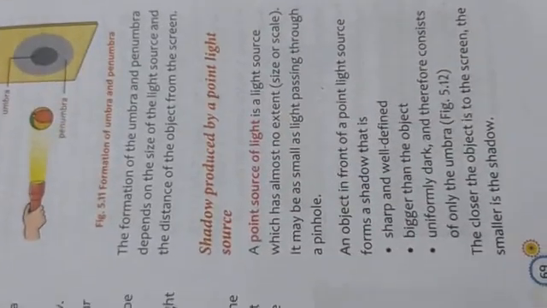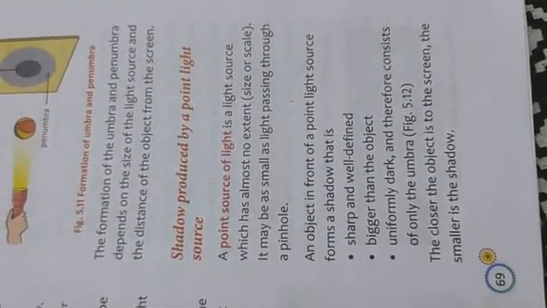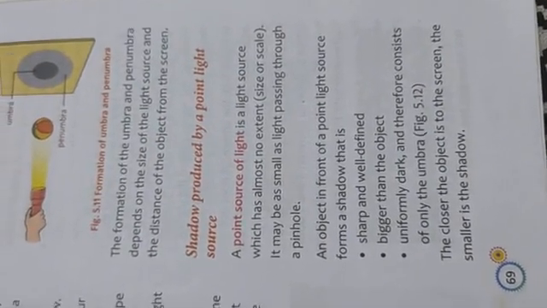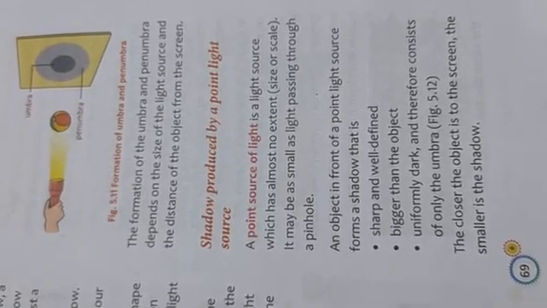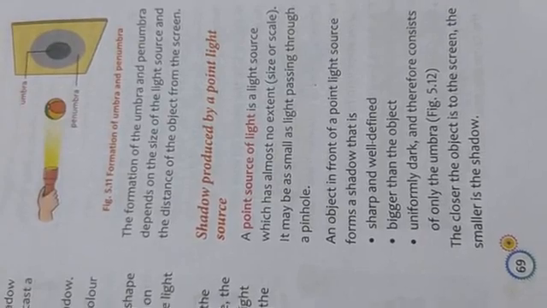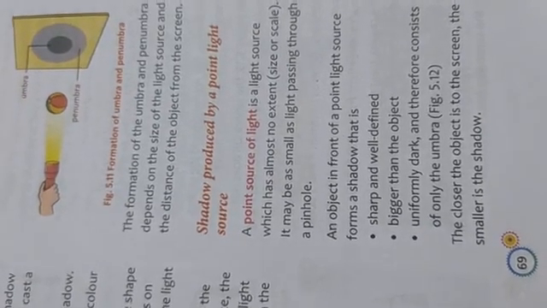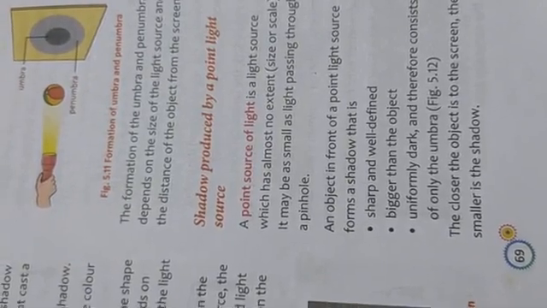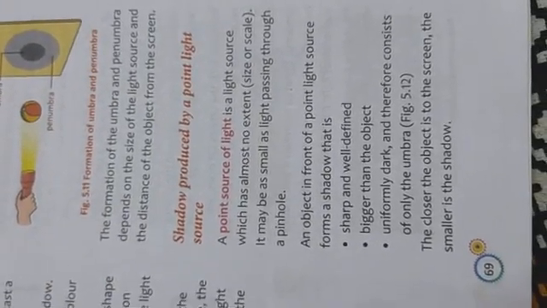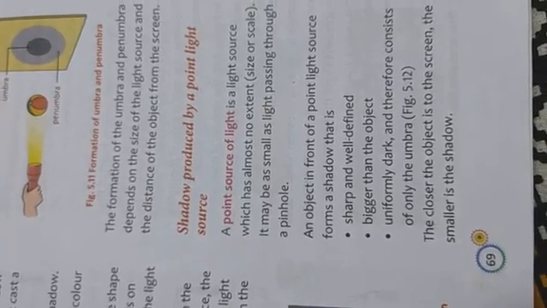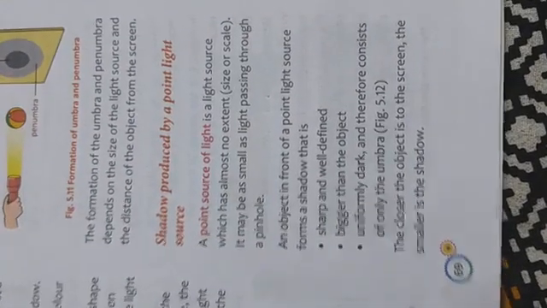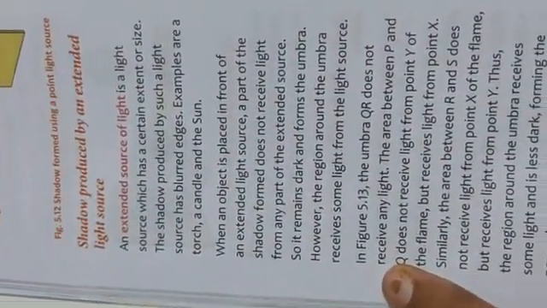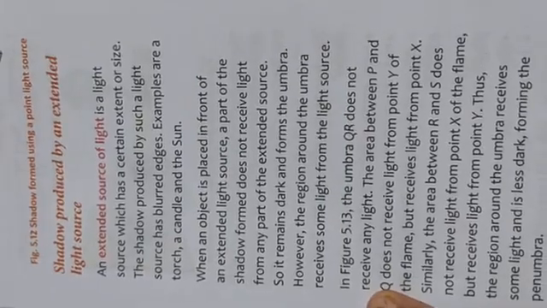Okay. So next is the shadow produced by a point light source. A point light source means it has no scale or size. It may be as small as the light passing through a pinhole. An object in front of a point light source forms a shadow that is, number one, very sharp and well defined. It is bigger than the object and it is uniformly dark, which means only umbra is formed. So when you bring the object closer to the screen, the size of the shadow gets what? Smaller. Clear?